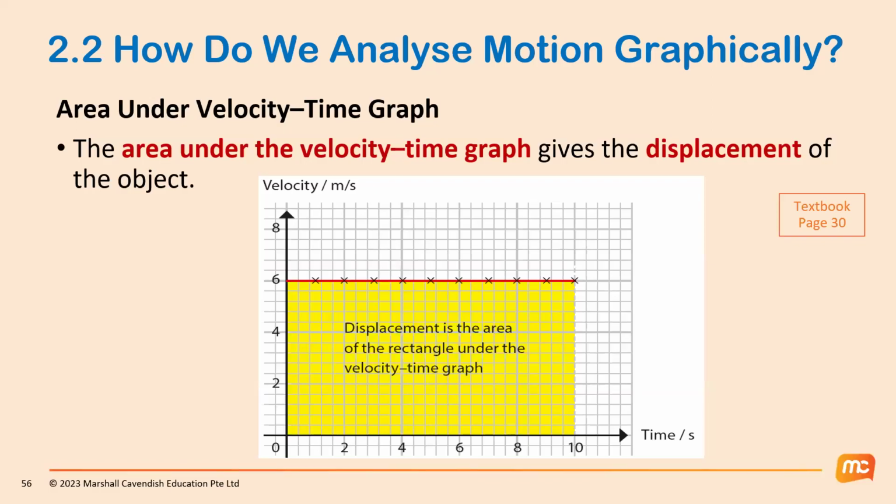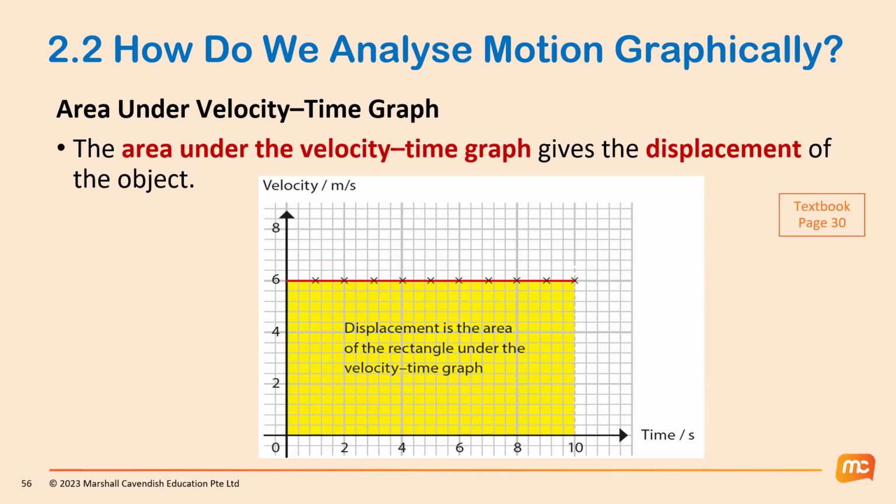Okay, we move on to the third part of kinematics. We are still under how do we analyze motion graphically. In the first part of how do we analyze motion graphically, we talked about how to interpret a displacement time graph and velocity time graph, specifically the gradient. What does the slope of the graph represent?